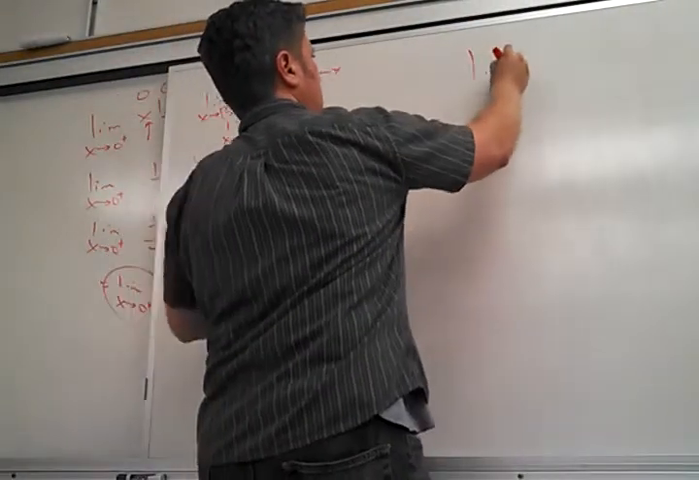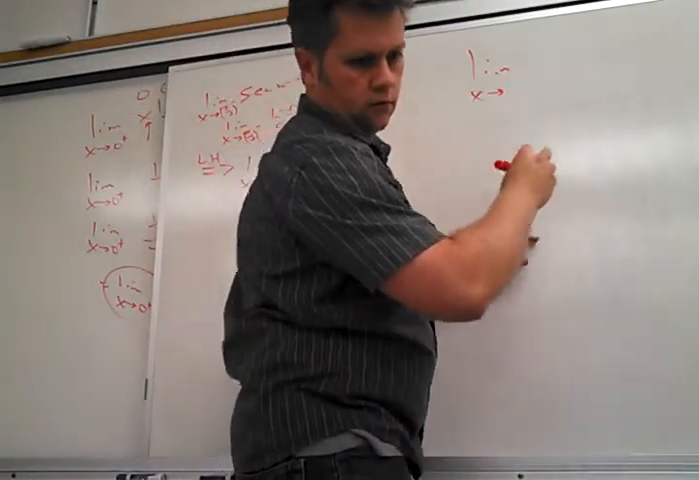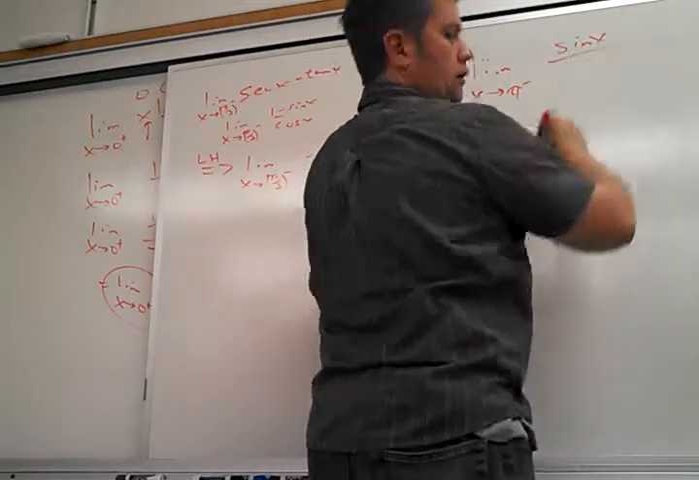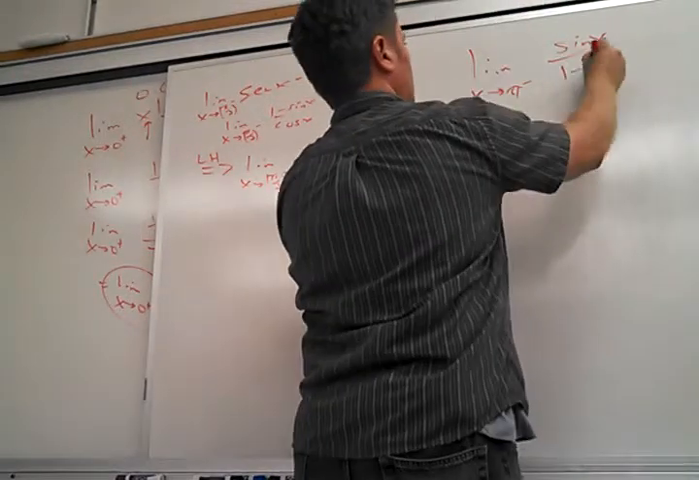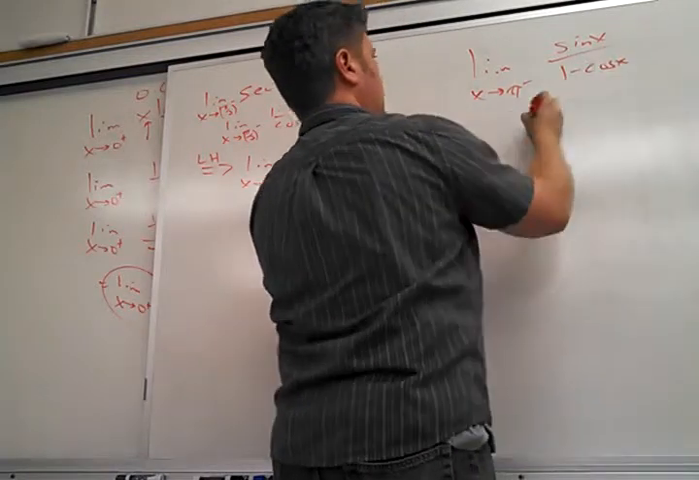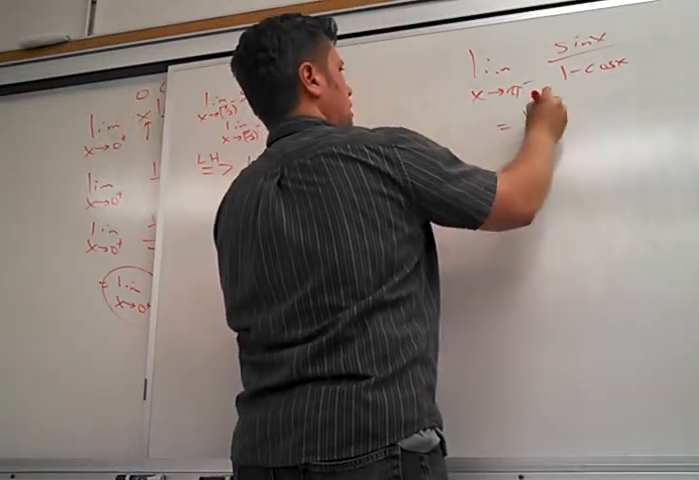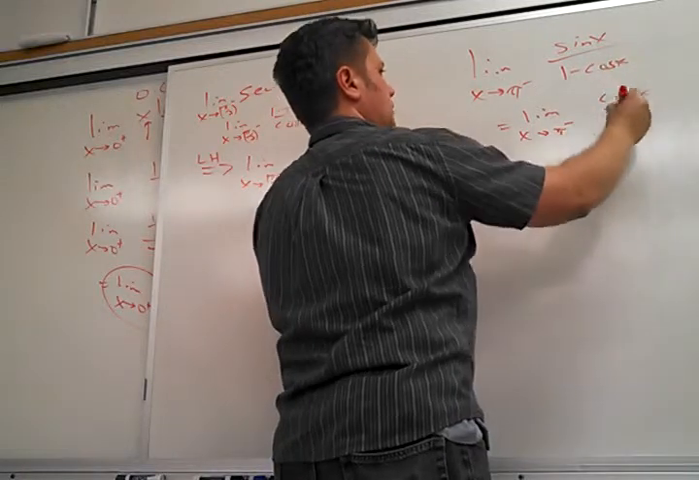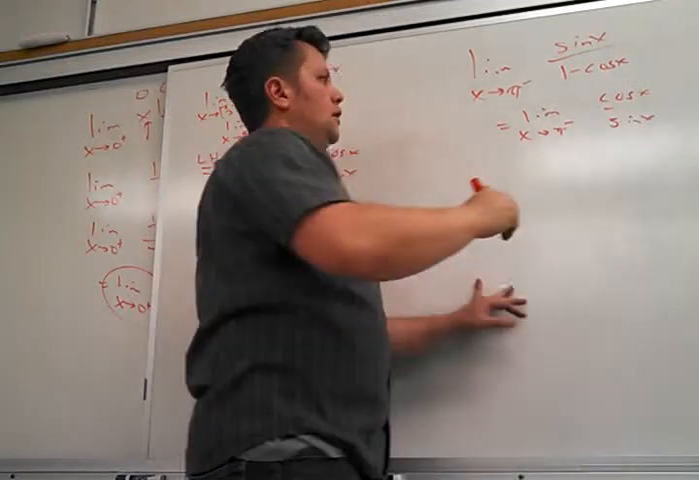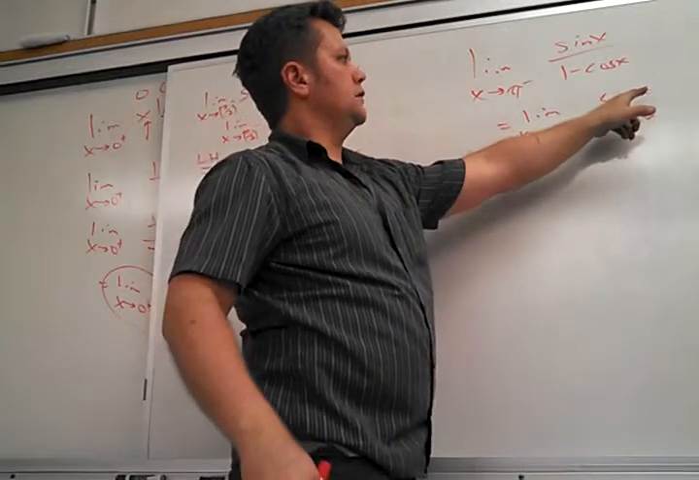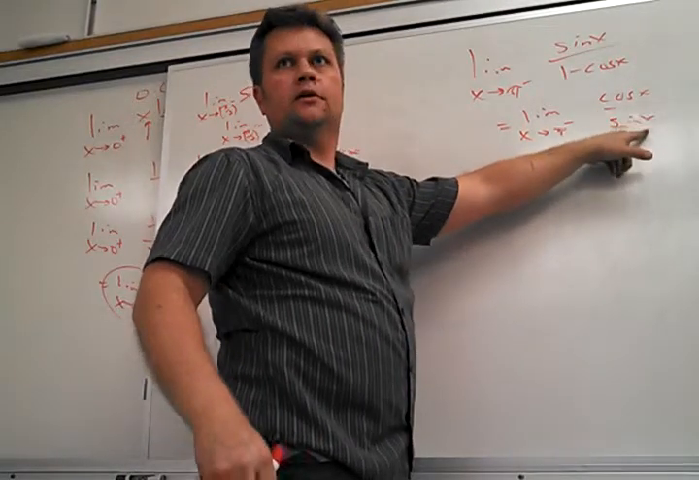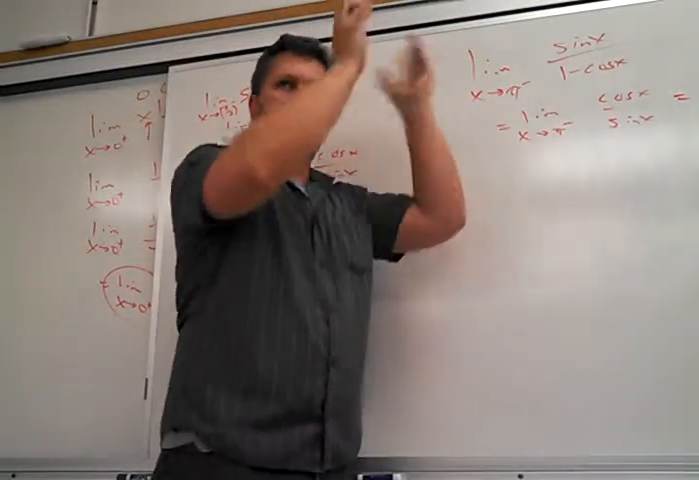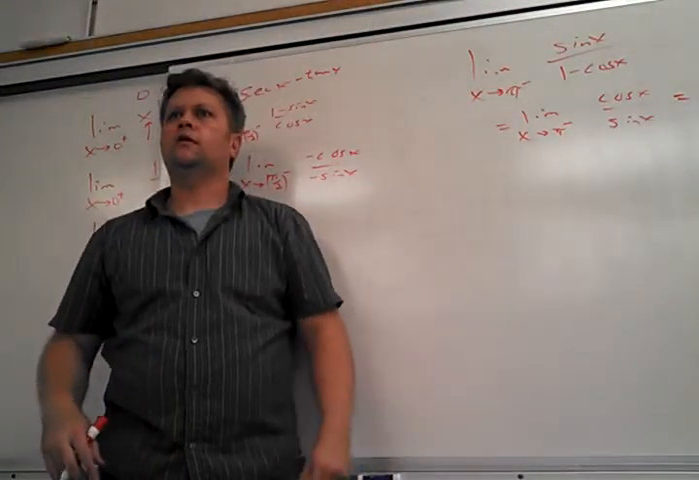It's something like, so if I just blindly go into this and I say, okay, let me take a derivative, so I get cosine x over sine x. And as I go to pi, this is negative 1 over 0, so that's negative infinity. Yay! Next problem.